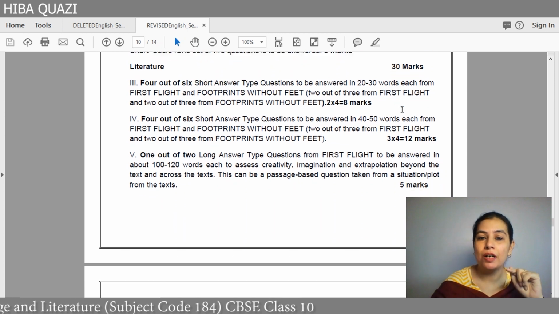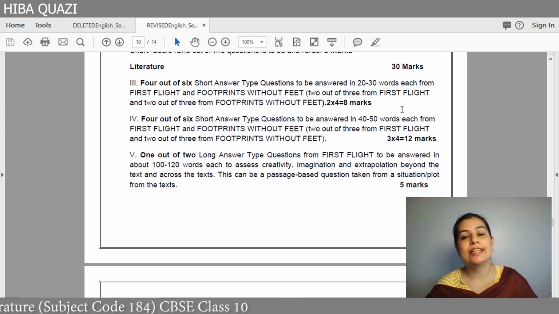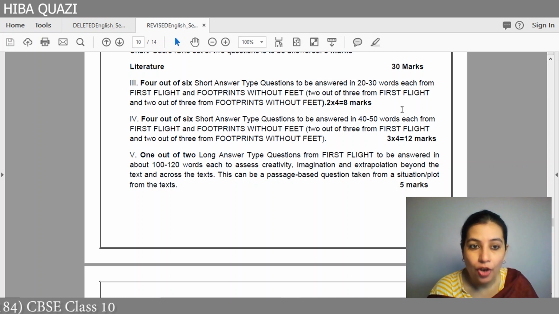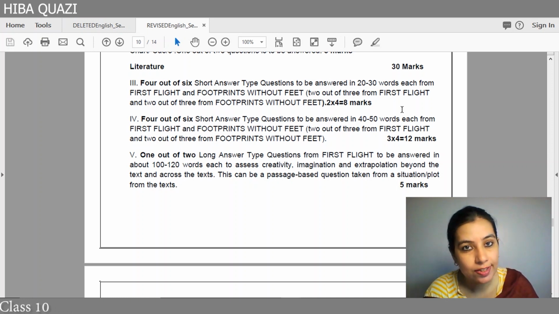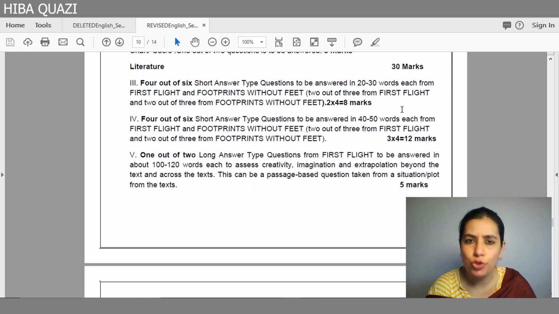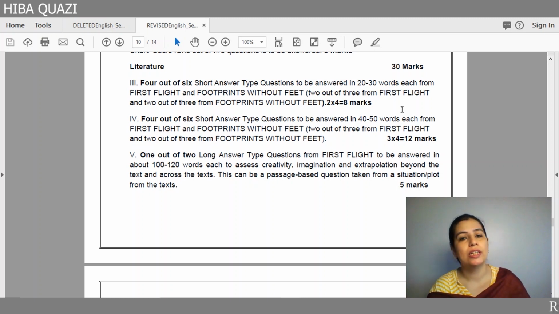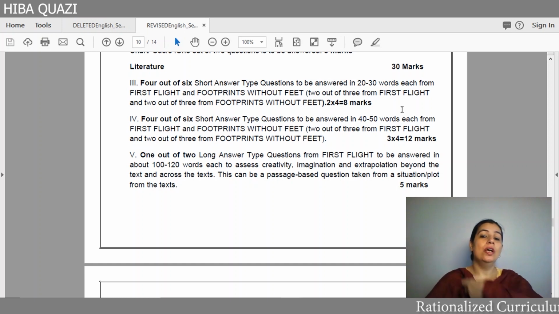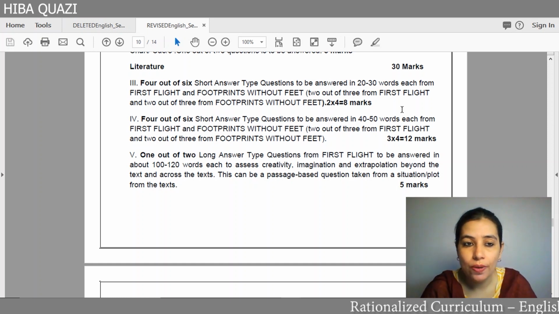So moving on in part B, literature, it carries a weightage of 30 marks. Question number 3. Here you have short answer type questions. We are very familiar with short answer type questions. We did it last session for 9th standard as well. Again, short answer type questions carrying 2 marks each.